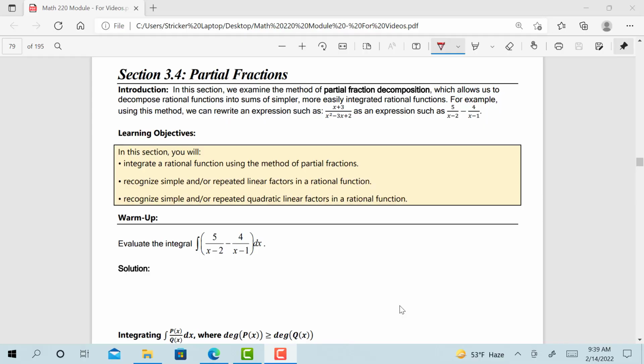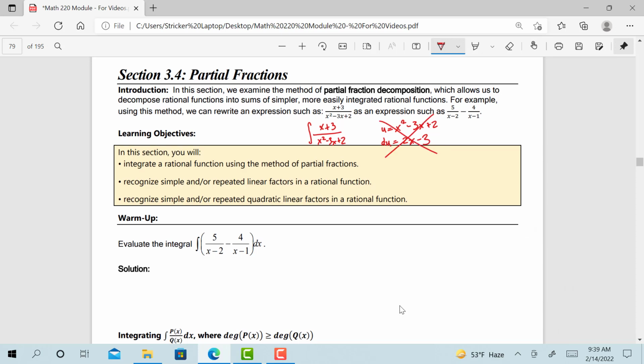This video covers section 3.4, and in it we're going to learn another method of integration that's called partial fraction decomposition. Basically, the idea is that if we were to have an integral of an ugly function like you see here in the introduction, say x plus 3 over x squared minus 3x plus 2, we couldn't use a u sub here, because if we let u be the bottom, x squared minus 3x plus 2, then du is going to be 2x minus 3, and that's not what we have on the top. What we have on the top is x plus 3.